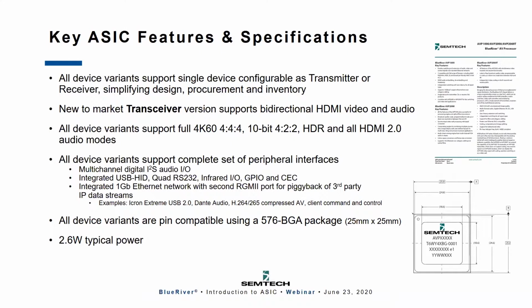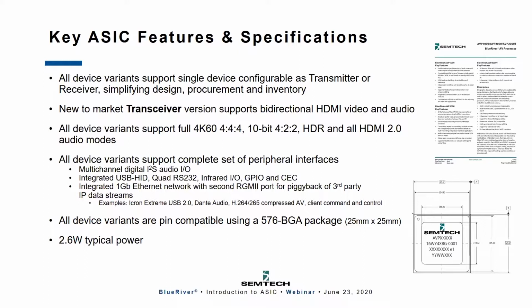So all device variants, it's a single device. It's configurable as a transmitter or a receiver. So this really simplifies your design. You can build one box and you can configure it as a transmitter or a receiver. You can even do that live in an install. So depending on how you design your hardware, if you've got both an HDMI in and out on the board, at install, you can choose whether it's going to be a transmitter or receiver, and even change that dynamically if you require, to give you a very versatile system.